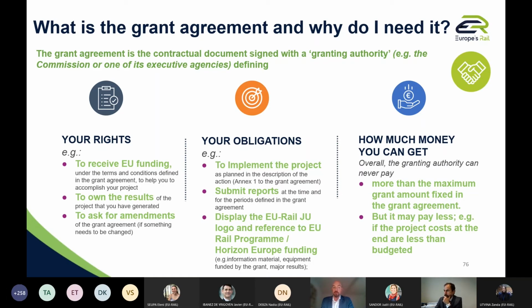Your obligation, of course, to implement the projects, submit the reports, and the money you can get. Here, indeed, as we are launching a call under the scheme of lump sum, I will explain in details in the coming slides how the system works. Next slide, please.